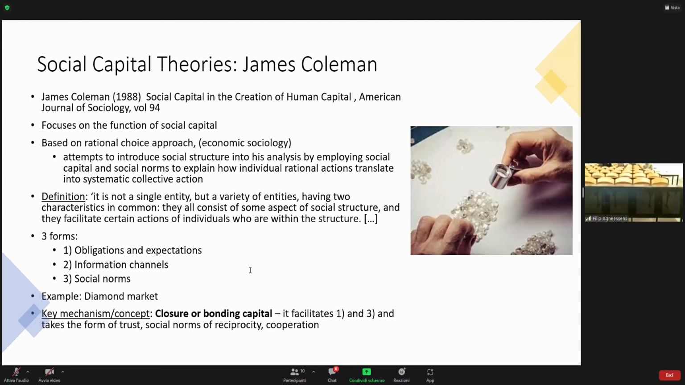So the first one is James Coleman's theory, and let's start with the example of the diamond market. I don't know how much you know about how things work with diamonds, but diamonds are very, very expensive, right? We can agree about that. And usually what happens is when someone acquires some diamonds, let's say from Africa, or they might find them in an antiquity cellar, they go to some of the big diamond appraisers. They need to appraise so you know the value of the diamond.